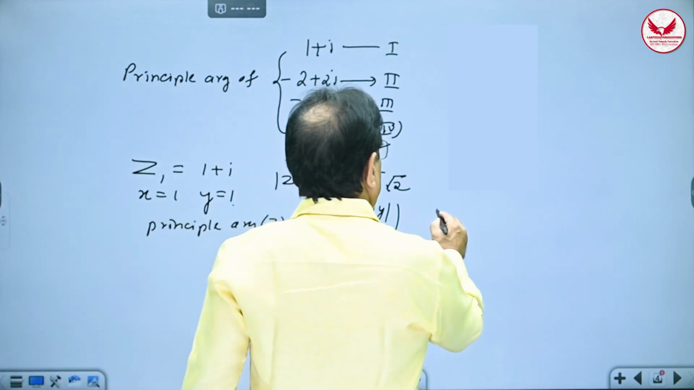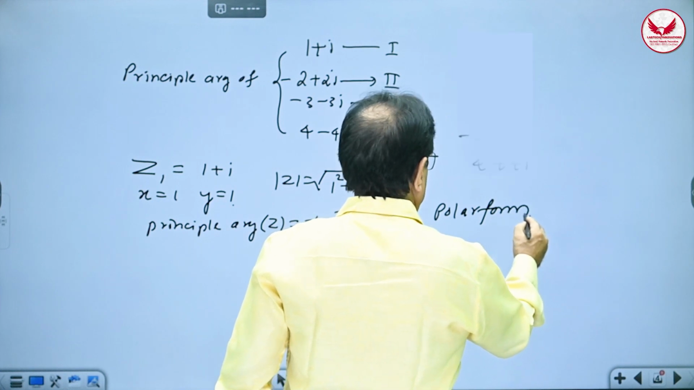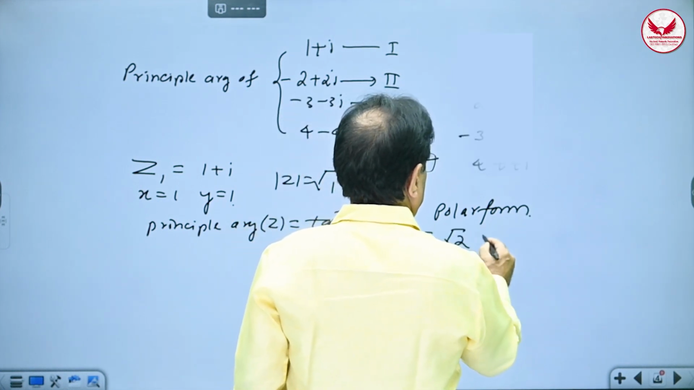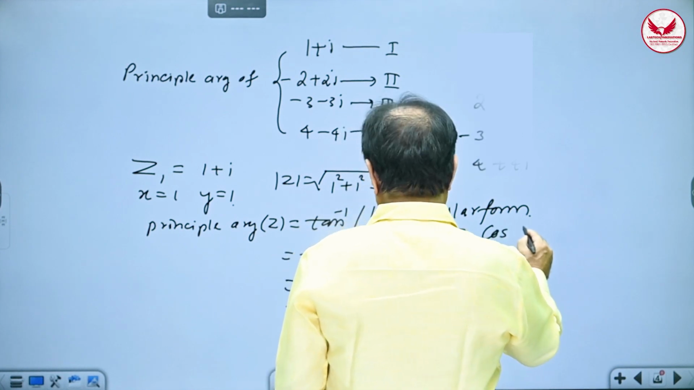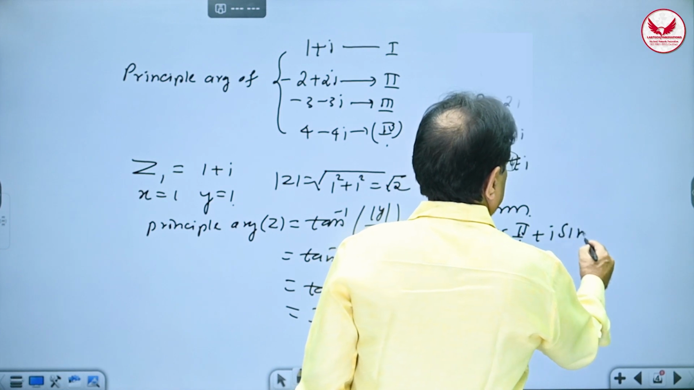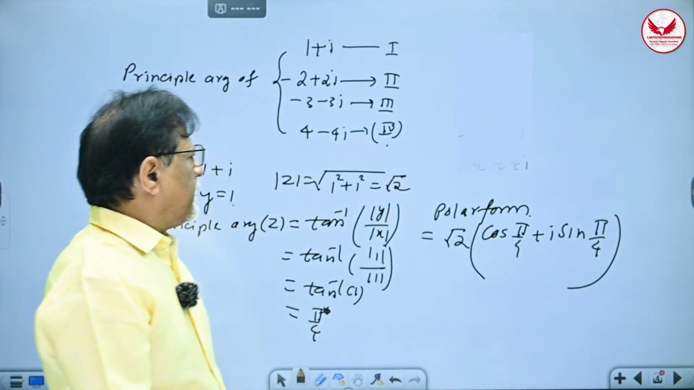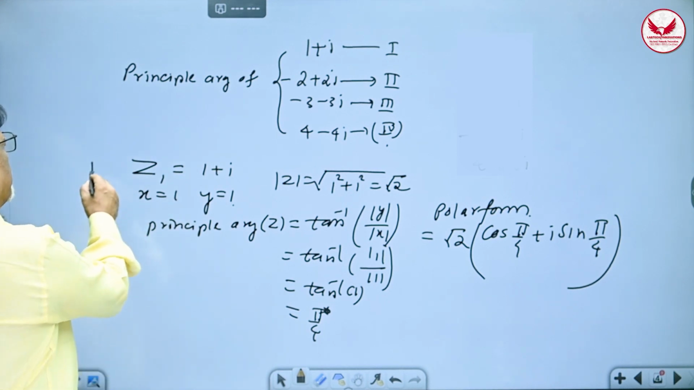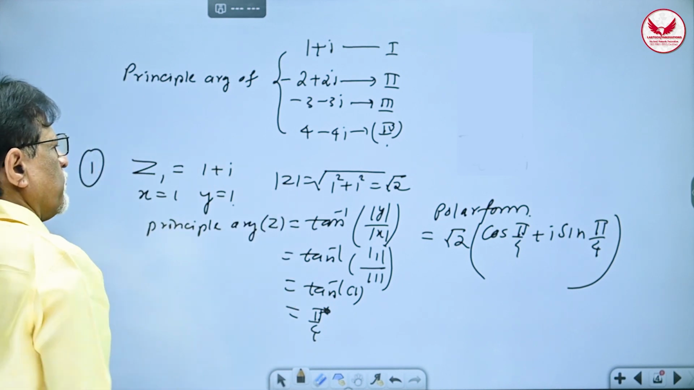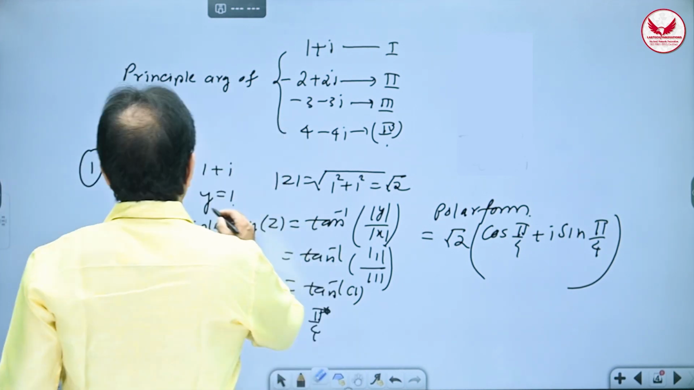So its polar form. So the polar form of this complex number will be what? It will be root 2 multiplied by cos of pi by 4 plus i sine pi by 4. Correct. So that is the first problem we have solved. So this is the polar form with the principal argument. Okay. Now let us take the next one.